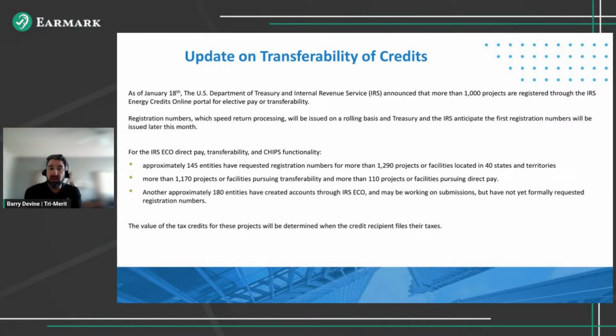Here is an update on transfer. This was last updated January 18th.